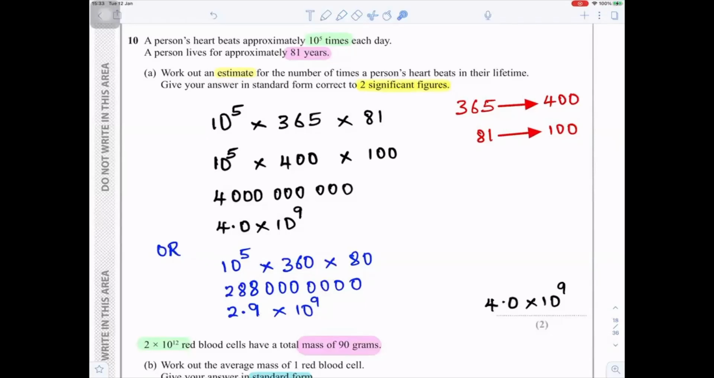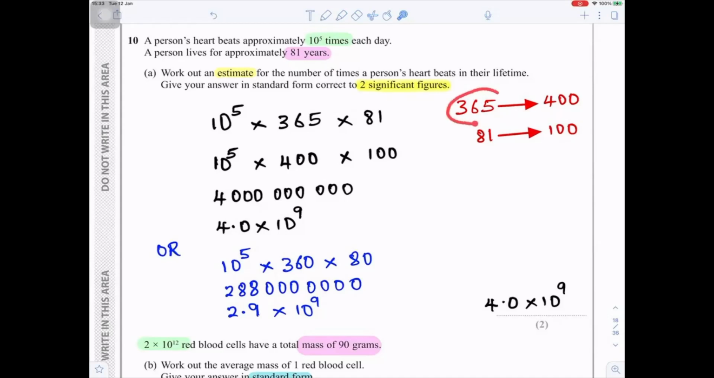Question number 10. A person's heart beats approximately 10 to the 5 times each day. A person lives for approximately 81 years. Work out an estimate for the number of times a person's heart beats in their lifetime. Give your answer in standard form, correct to 2 significant figures. So 10 to the 5 times a day times 365 days in a year times 81 years.